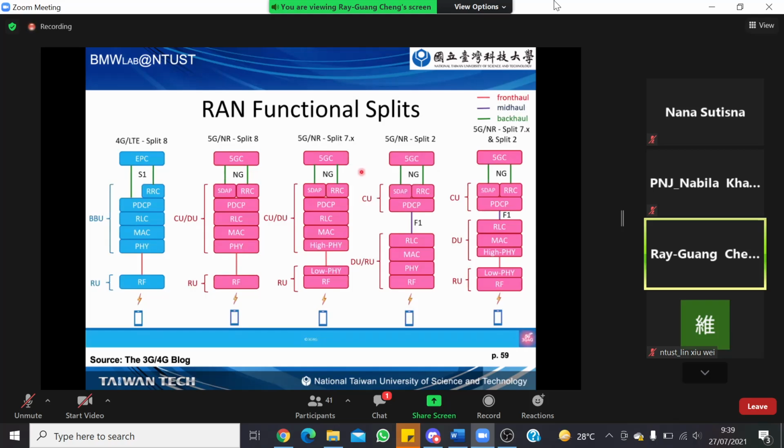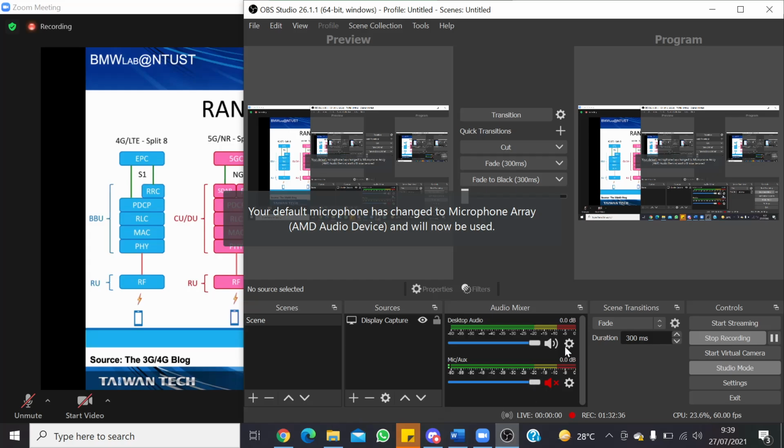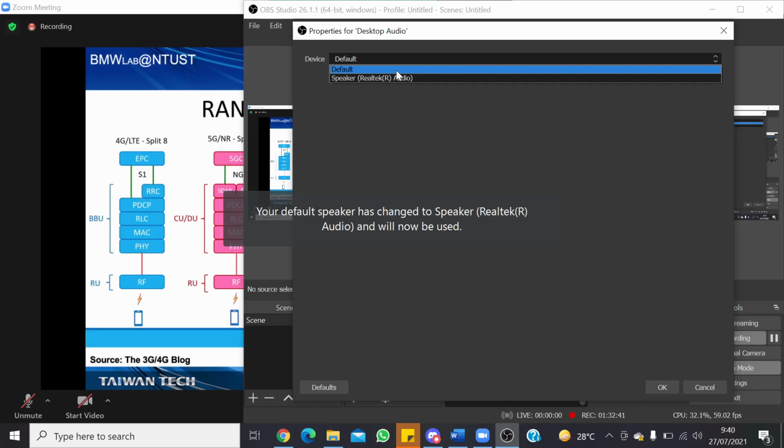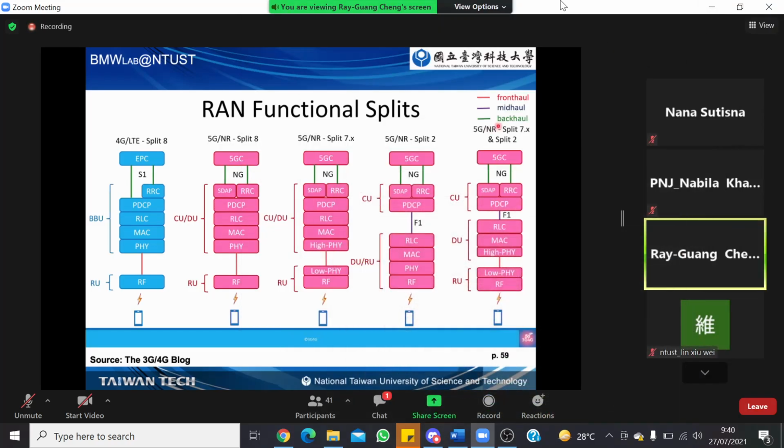So this is a figure showing what options we can have. We can have split A. Split 2 is between the CU and the DU. This is the F1 interface we already have. The standard defined by the O-RAN Alliance, in addition to F1 split 2, also defines split 7.2. So it is this part.